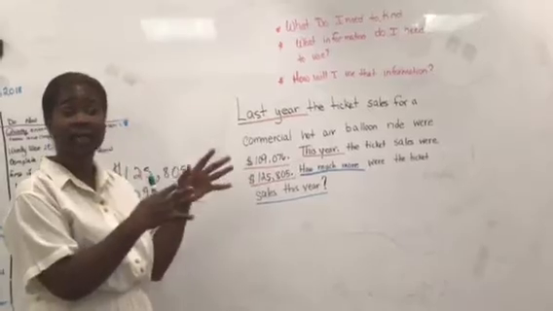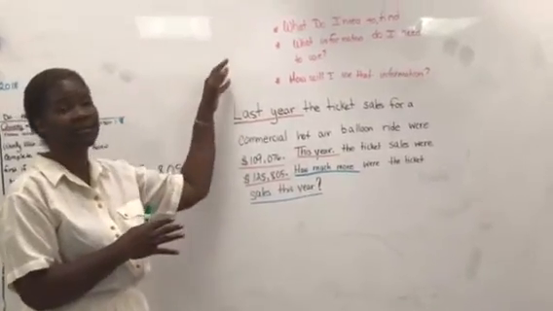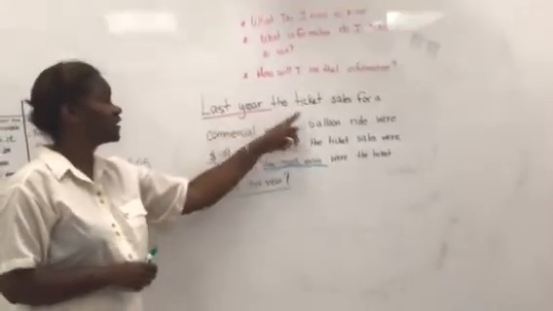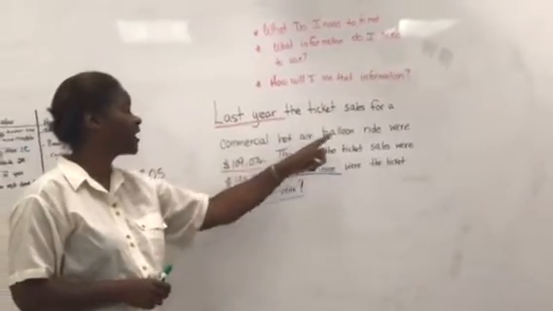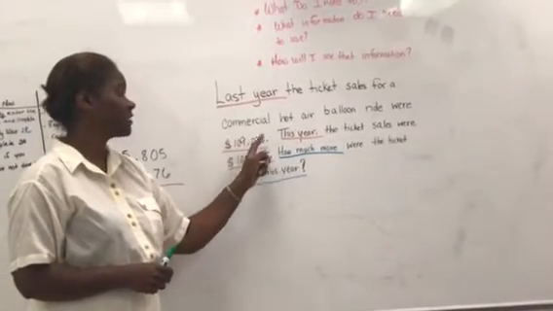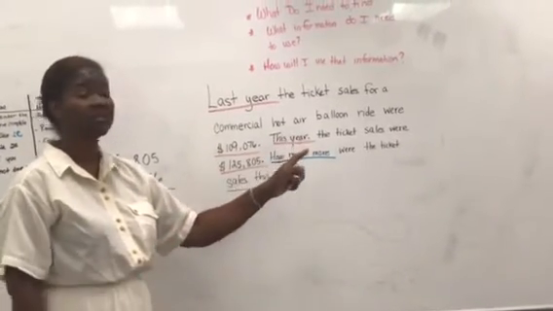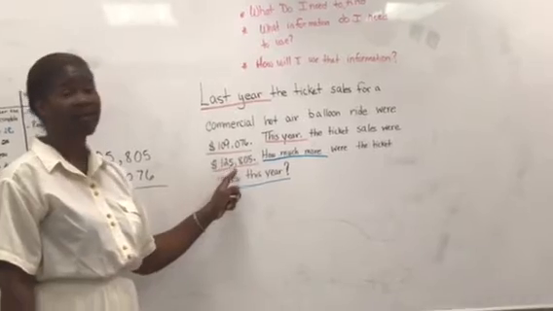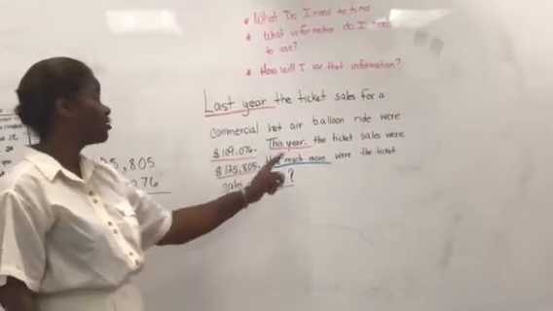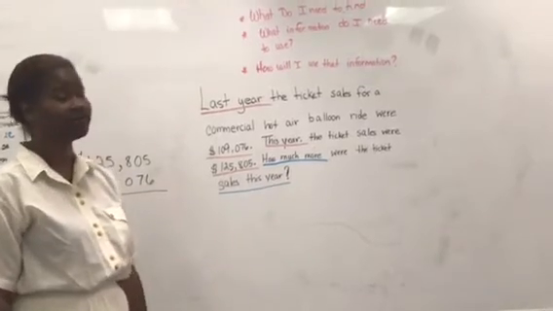I'd like to go ahead and read out the problem and then look at the steps that we would use in order to solve it. Last year, the ticket sales for a commercial hot air balloon ride were $109,076. This year, the ticket sales were $125,805. Question: how much more were the ticket sales this year?